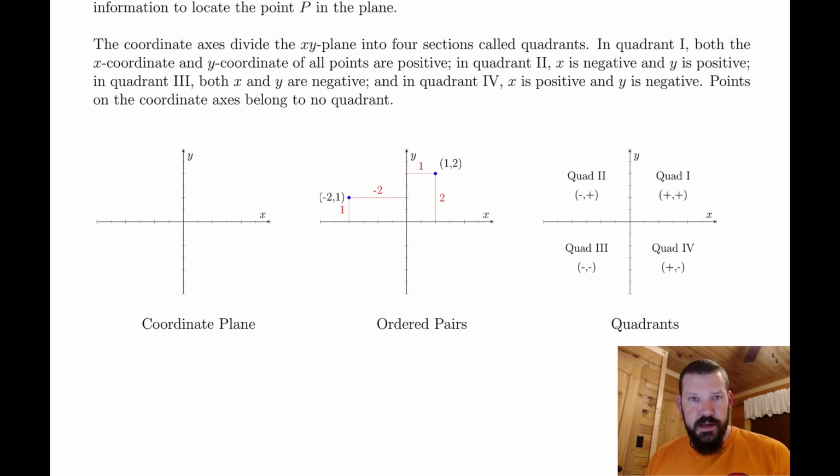And then we have the quadrants named in the right-hand picture. So you have quadrant 1, 2, 3, and 4, moving counterclockwise around the coordinate plane. And I've also indicated the signs for the x and y values in each one of those quadrants.